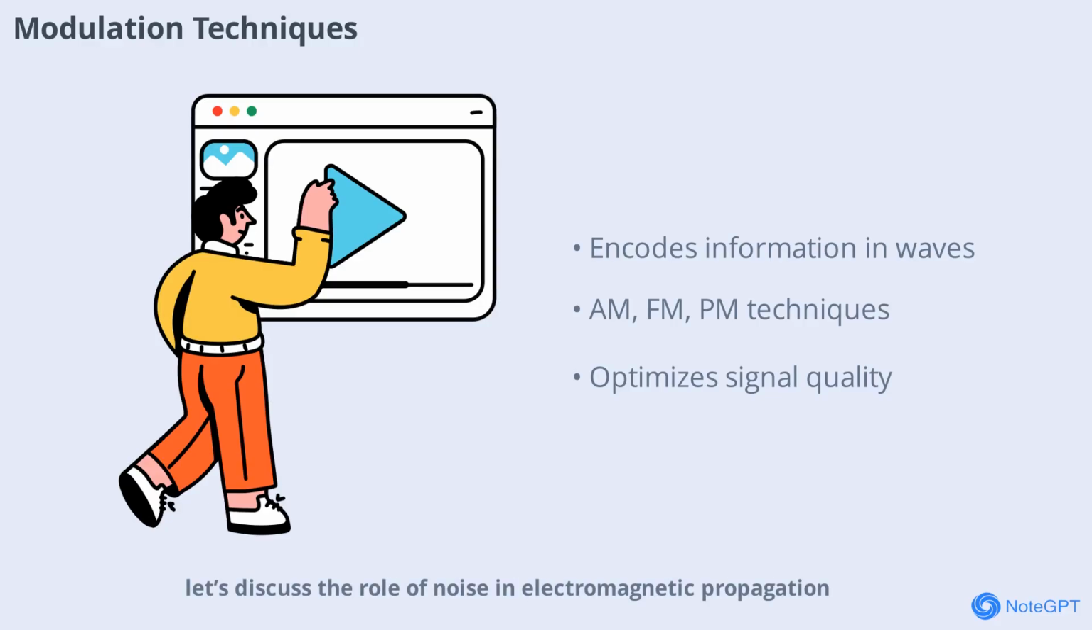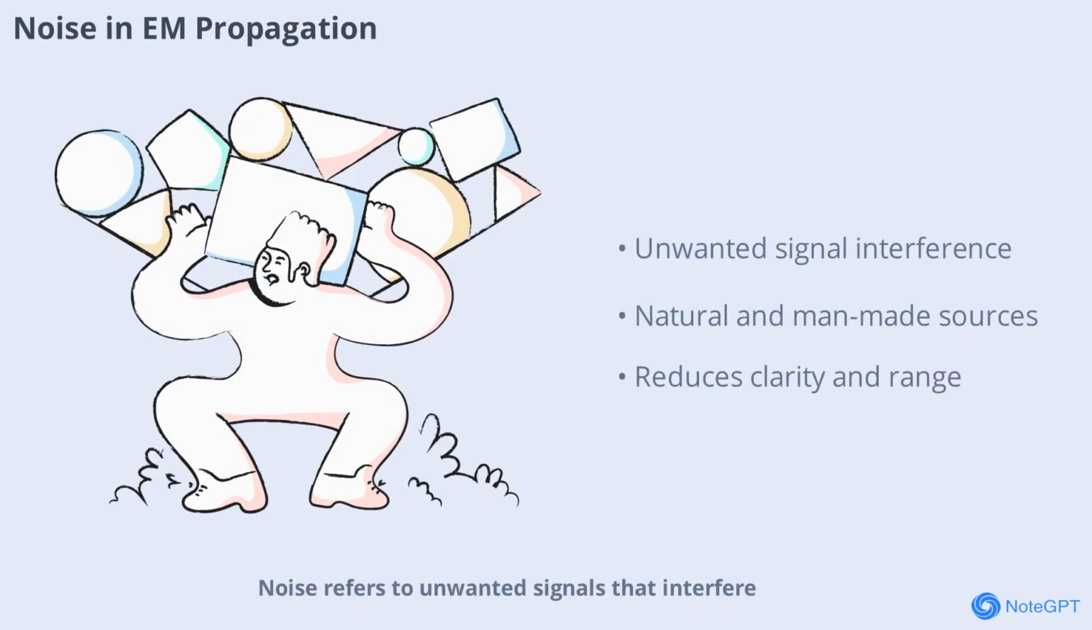Next, let's discuss the role of noise in electromagnetic propagation. Noise refers to unwanted signals that interfere with the transmission and reception of electromagnetic waves. Sources of noise include natural phenomena like lightning and man-made devices like motors. Noise can distort signals, reduce clarity, and limit communication range. Engineers use filters, shielding, and error correction to minimize noise and improve reliability. Understanding noise is essential for designing robust communication systems.